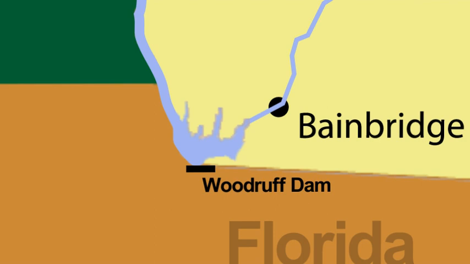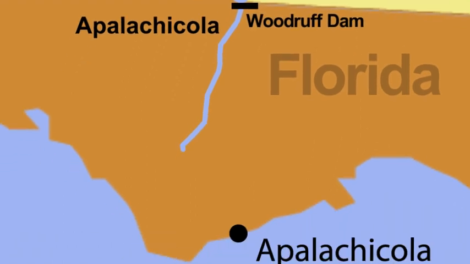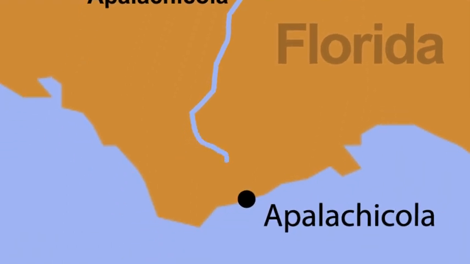On the other side of the dam, the river that continues is called the Apalachicola River. It continues through the panhandle of Florida and eventually empties into the Gulf of Mexico at the town of Apalachicola.